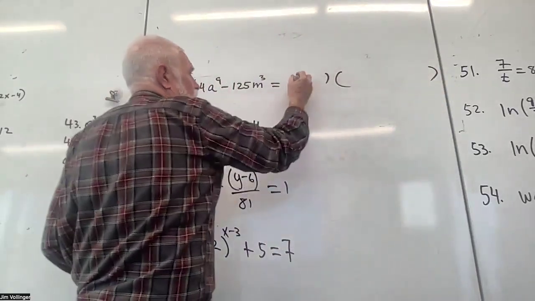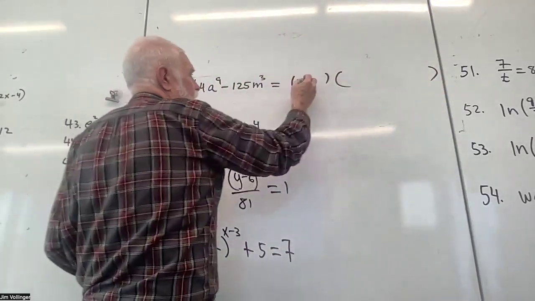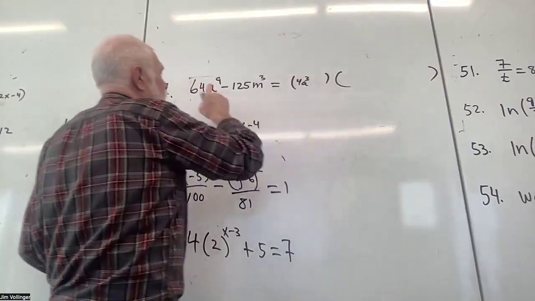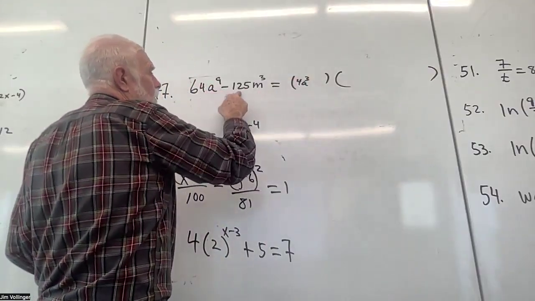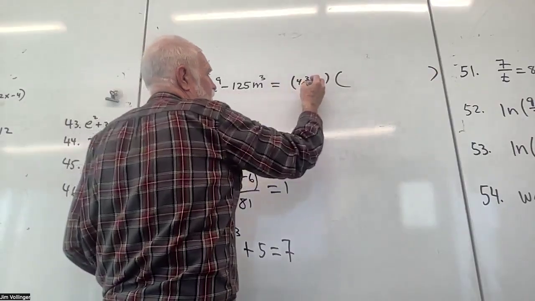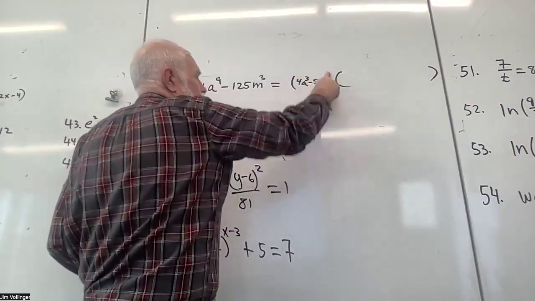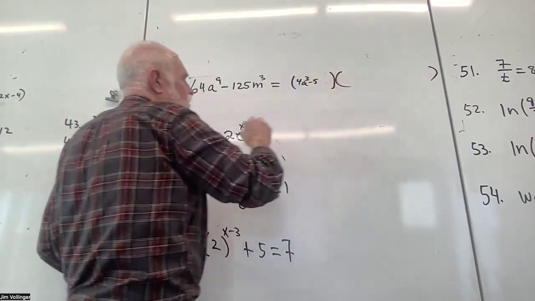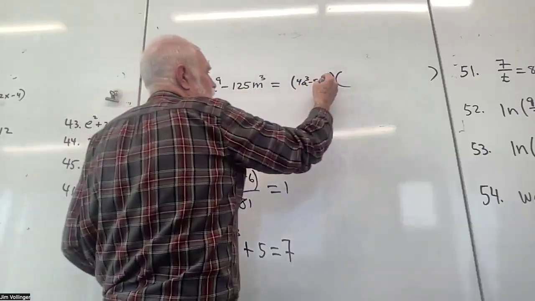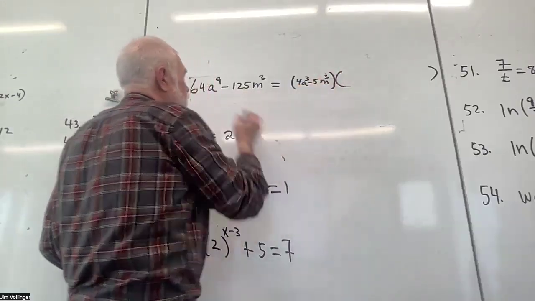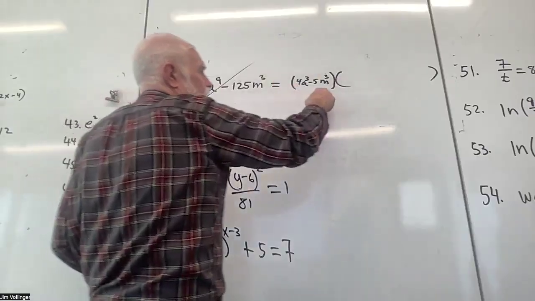Cube root of 64, 4. Cube root of 8 to the 9th, 8 to the 3. Cube root of 125, 5. I've got to have a minus 5. Let's get that a little closer. Give me a little more room. m to the 3. Okay, we're done looking at that. Everything comes from these two numbers now.